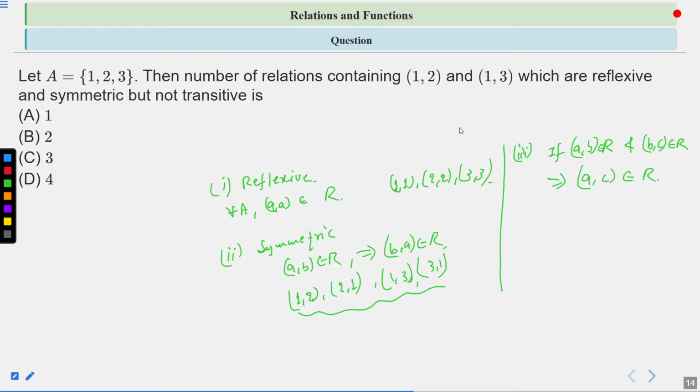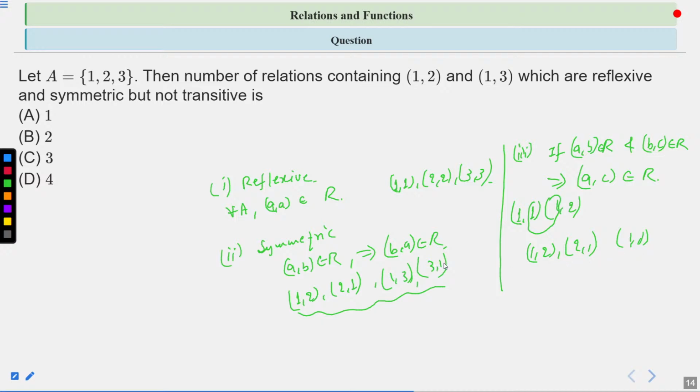For example, (1, 1) is present and (1, 2) is present, so (1, 2) will always be present, which is of course present, right? Clear? And suppose (1, 2) is present and (2, 1) is present, then (1, 1) must always be present for the relation to be transitive.